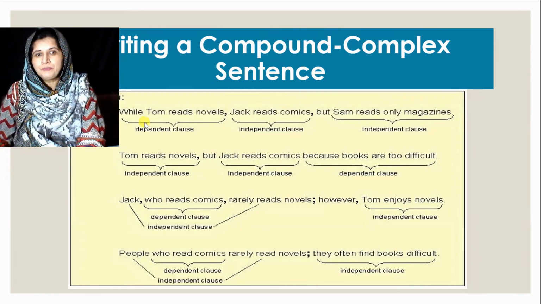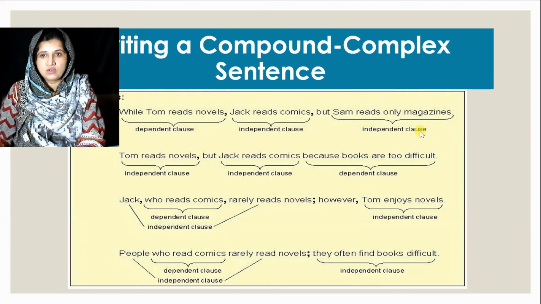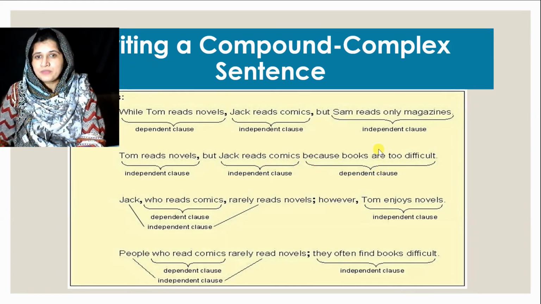You can see here, while Tom reads novels, comma, Jack reads comics, but Sam reads only magazines. So we have one dependent clause and two independent clauses. You can see the dependent clause is starting with the subordinating conjunction while, and in this way a combination of two independent clauses with one dependent clause is giving us a compound complex structure. Next example is Tom reads novels, comma, but Jack reads comics because books are too difficult. So here the dependent clause is at the end of the sentence, and in the start we have two independent clauses.